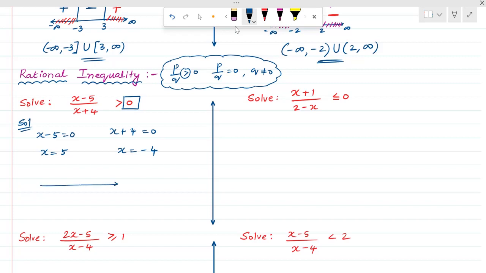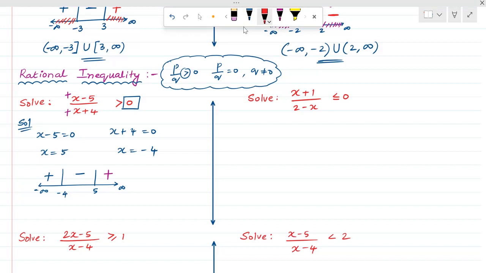Now the sign diagram, minus infinity to plus infinity. So here we will have minus 4 and here it is plus 5. Now the time for the sign. What is the sign here? The sign of x in the numerator is positive. The sign of x in the denominator is positive. Plus into plus, start with the plus. Then opposite sign, minus, and here plus.